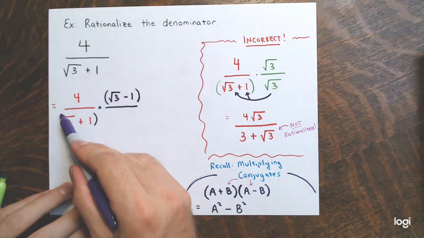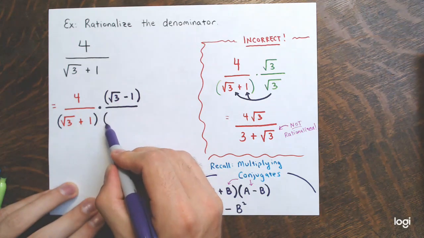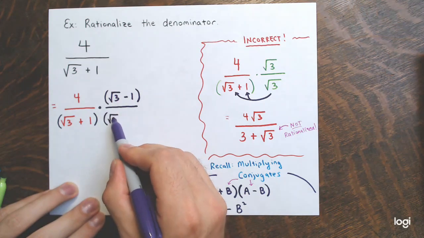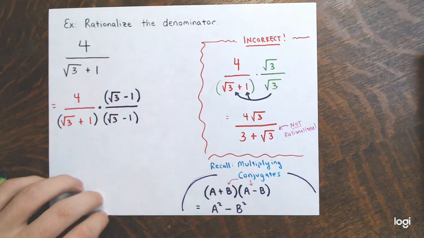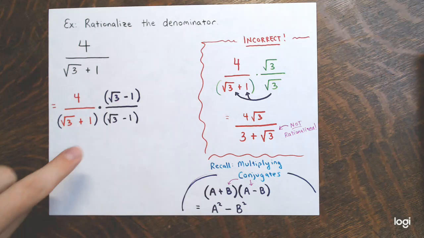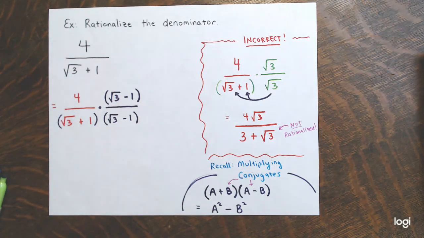Now this has two terms, right? So I put in parentheses. We're multiplying this whole thing, both these terms, by this whole thing, its conjugate, the square root of 3 minus 1. Okay, so we multiply the numerator and denominator by the conjugate of the denominator. And look at what happens.